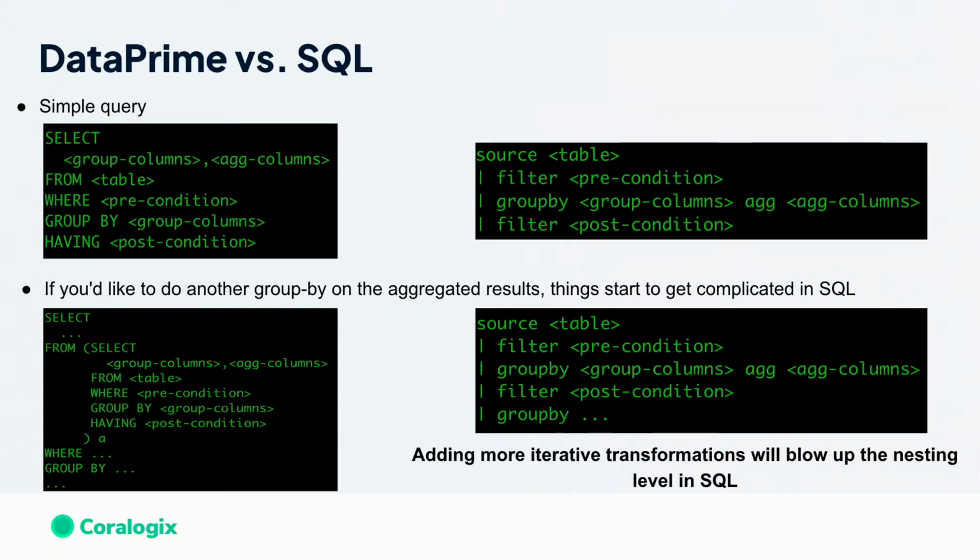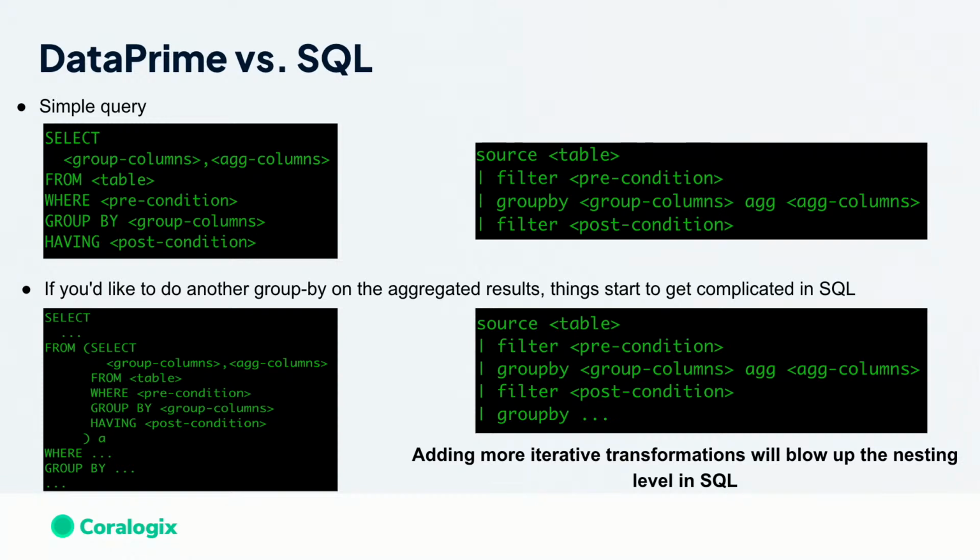But if you like to take another second group by, like Eyal has shown, over an existing group by, then that becomes totally different. In the SQL query, you need to wrap the additional group by on top of the original one. But in DataPrime, the only thing that you will need to do is to add the pipe group by. And think what happens to SQL queries.